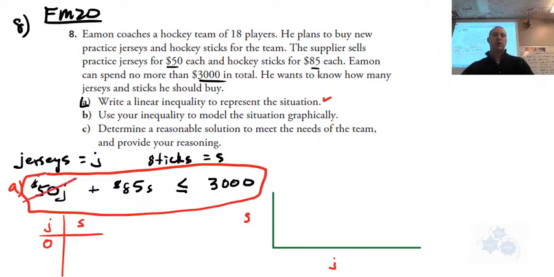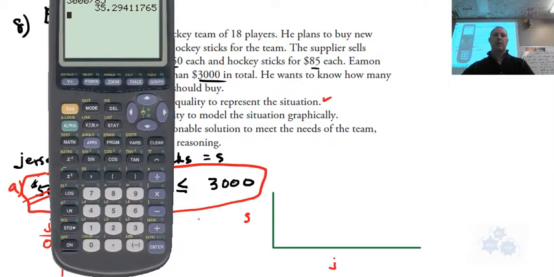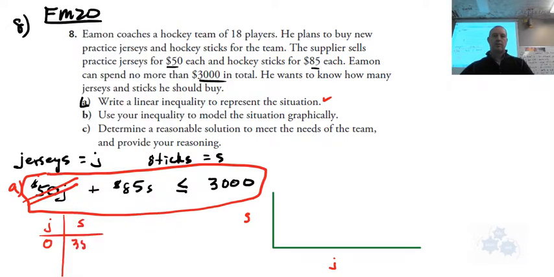So if we put in 0 for j, that means that this term is gone, right? And s is going to be 3,000 divided by 85. Right? Does that make sense? So what's 3,000 divided by 85? That's going to be 35.294. Okay, so we'll just write that exactly down there because we're going to draw this line exactly. Okay, so that's going to be our intercept over here, 35, and we can put that on there.